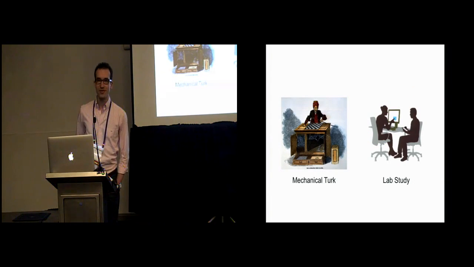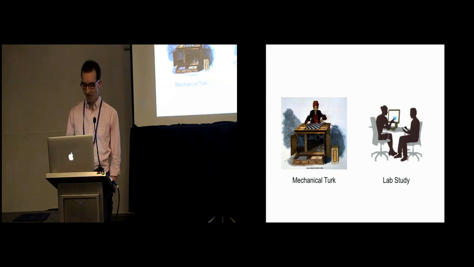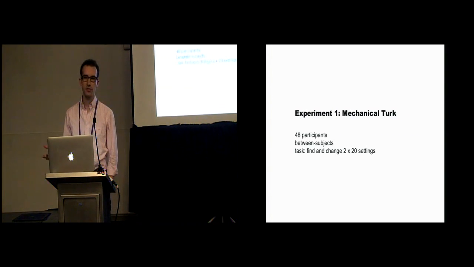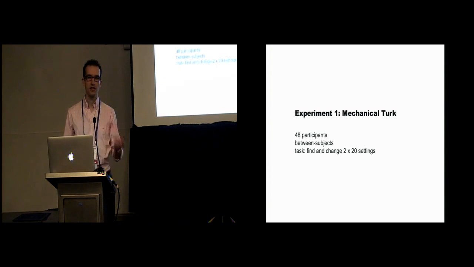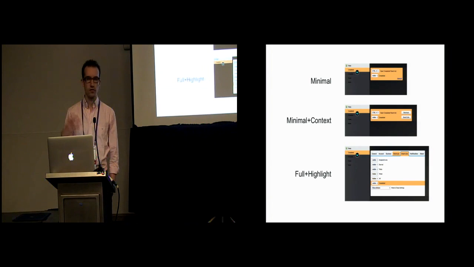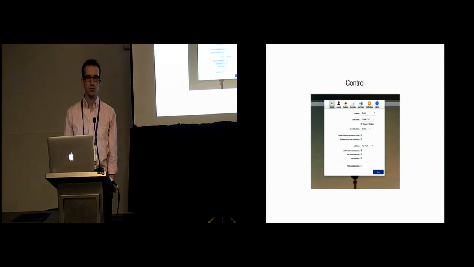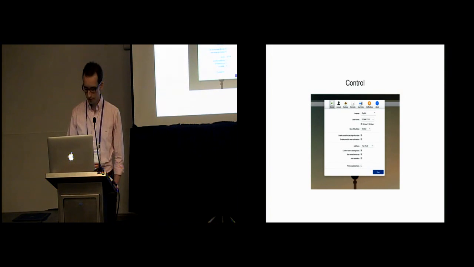All right, we ran 2 studies, one on Mechanical Turk, one in our lab. And for the first one, we had 48 participants. It was a between-subject design because we were concerned about negative transfer effects between the different conditions. The task was to find and change settings spread into 2 blocks of 20. We had 4 conditions, the 3 interfaces that you've seen, and a control condition, which was the settings panel of Wunderlist that we instrumented for this experiment.